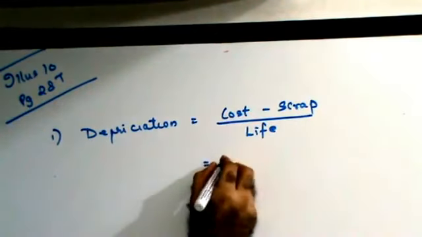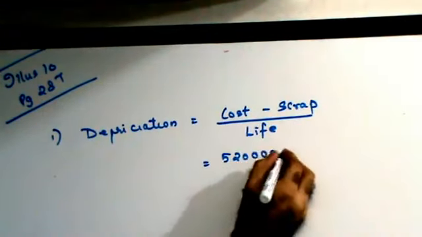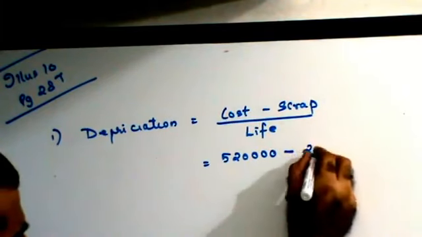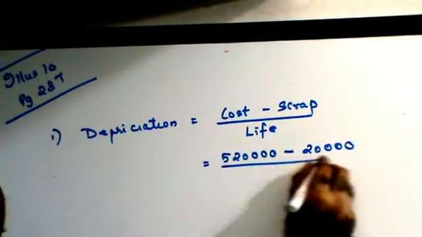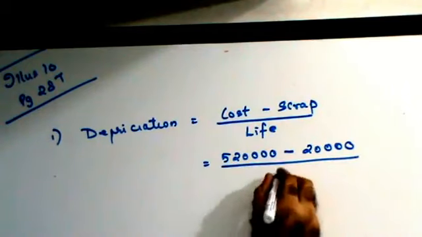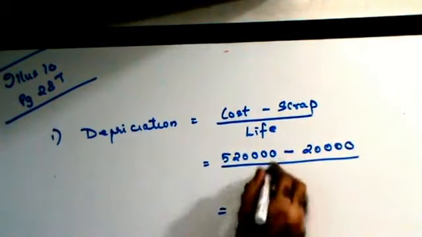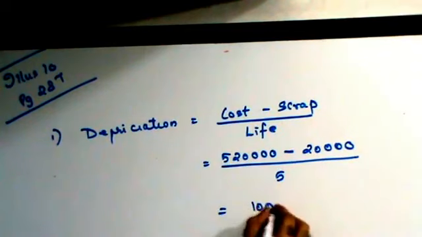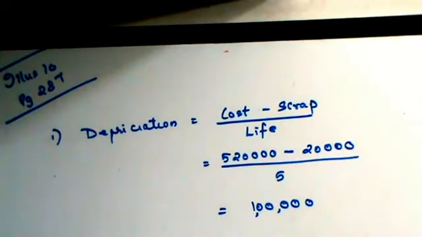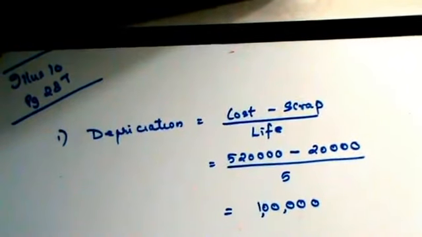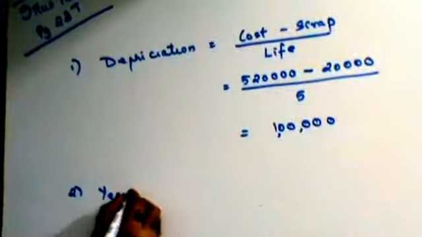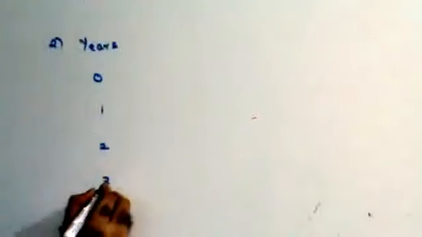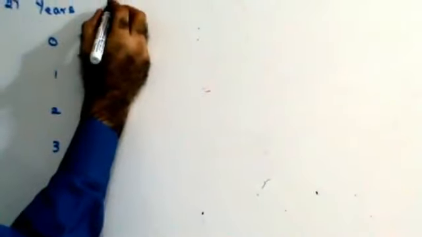Cost of the project is 5,20,000. Scrap value is given to you as 20,000 divided by life of the project is 5 years. So this is going to be 5 lakh divided by 5. So this is going to be 1 lakh. So depreciation is going to be 1 lakh rupees. They have given you years 0, 1, 2, 3, 4, 5. Right? They have given you the PAT. They have given you your profit after tax.